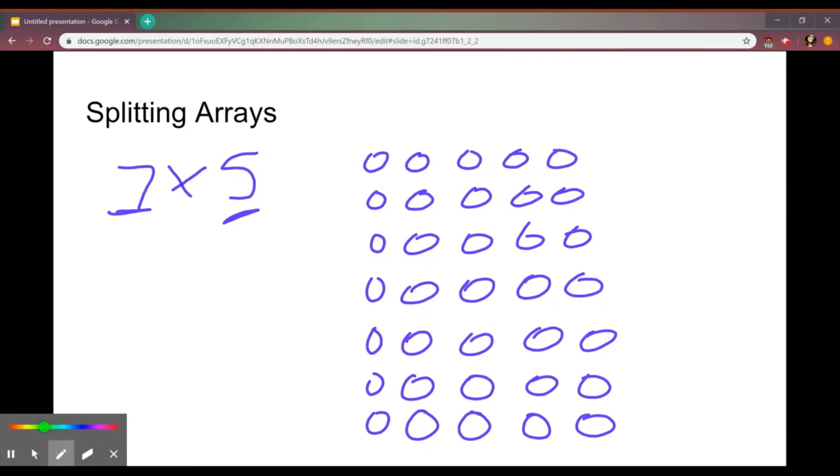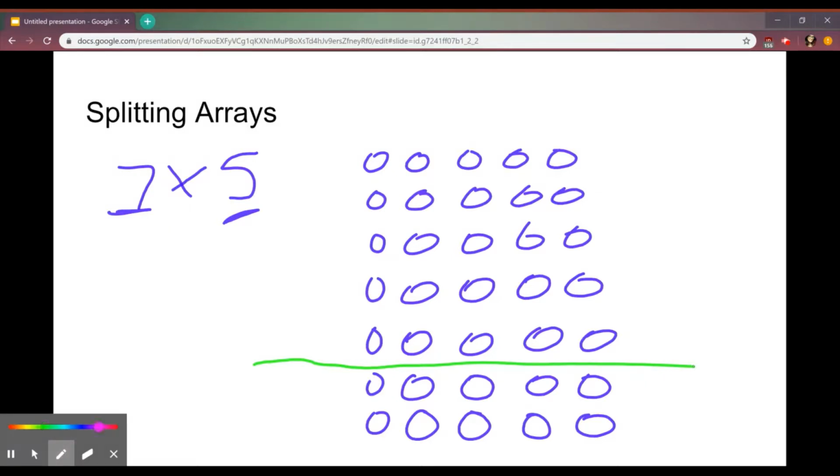So I have this array drawn, and I'm just going to draw a line through it, but I'm not going to change the amount of dots that are in it. So I'm just going to draw a line right here. And I did not change how many dots are in the array. I just put a line through it to split it up into 2 different smaller steps instead of one big one.